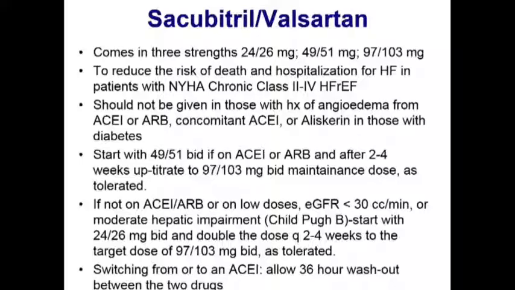That's the maintenance dose. If they're not on an ACE or an ARB, that is, they're virgin and you want to start this drug, or they're on lower doses than the 10 mg BID of enalapril or a comparator within the ACE or ARB class, or they have an estimated GFR of less than 30 or Child-Pugh B hepatic impairment, you're going to start, and only in these cases, with the lowest dose of the medicine and use that for 2 to 4 weeks, then go to the moderate dose, and then 2 to 4 weeks later go to the high dose. Otherwise, you start at the 49-51. If you switch from lisinopril 40 to this drug, you're going to allow a 36-hour washout between the two drugs, okay? And you're going to start with the 49-51.